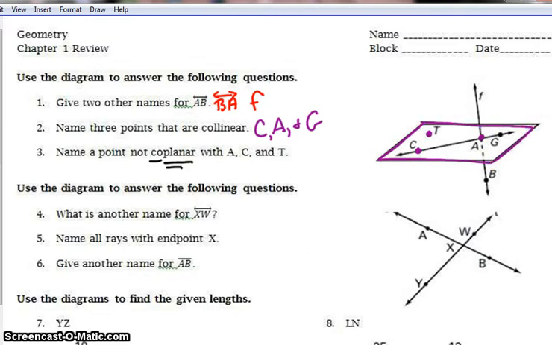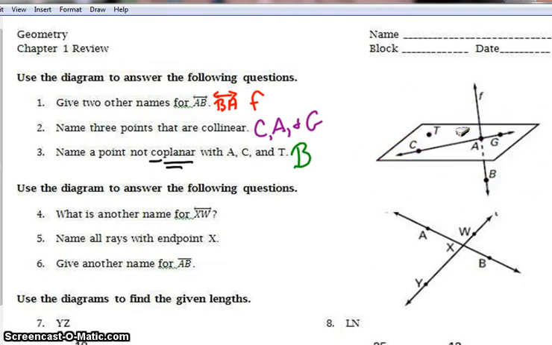So now let's look for the other points in the diagram. Well, here's a point, G, but it's on that plane. Here's a point B that is not on the plane. So therefore, a point that is not coplanar with C, A, and T would be point B. Now again, although we do have the letter F out here, F is not a point, so therefore that would not be a correct answer to this question.